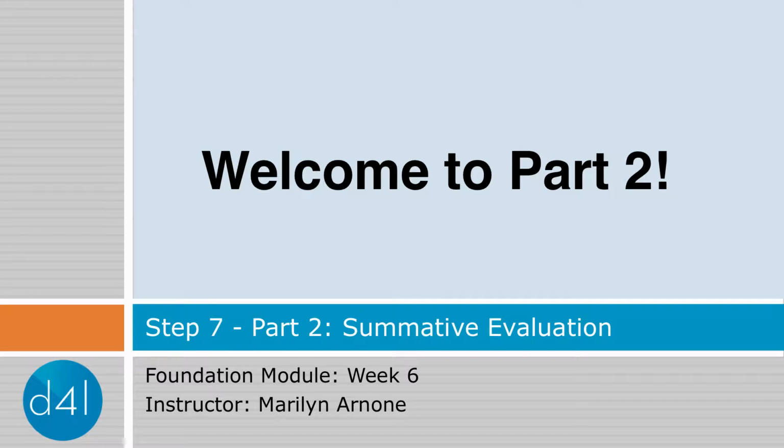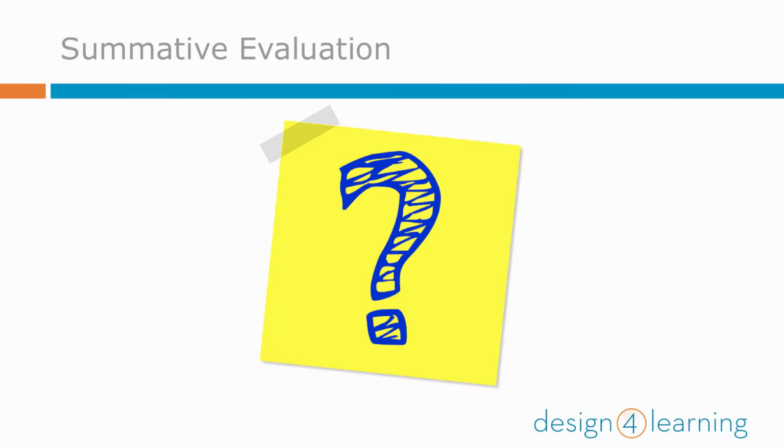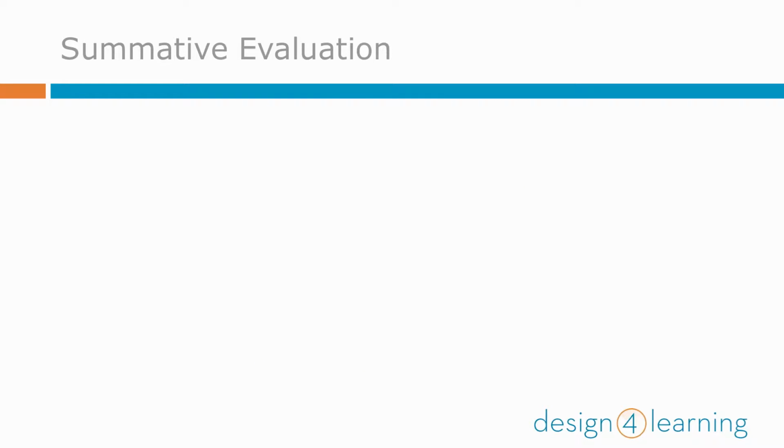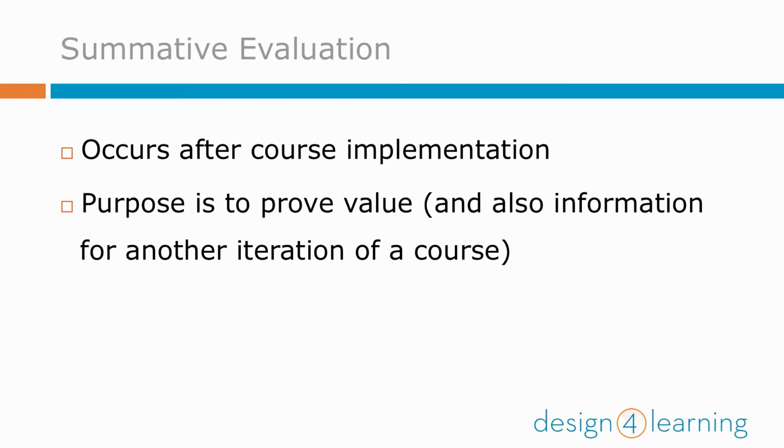Welcome to part 2 of the information presentation for week 6, as we now focus on the second part of step 7, summative evaluation. What is summative evaluation? Well, summative evaluation happens after course delivery with the purpose of proving both the value of the course and providing information that can be used in the next iteration of the course. In that respect, summative evaluation can also serve as formative evaluation for the next go-around.